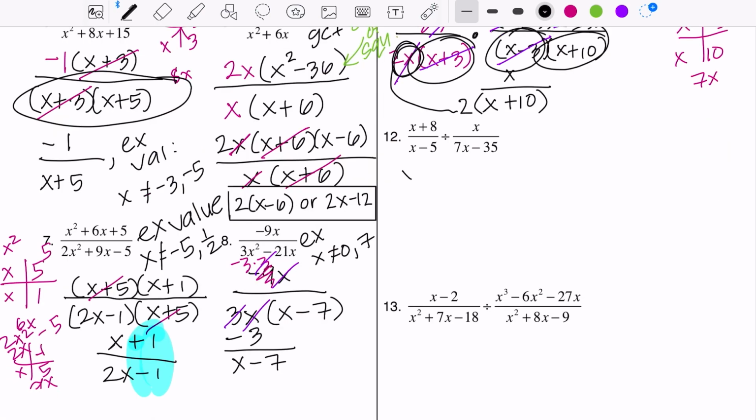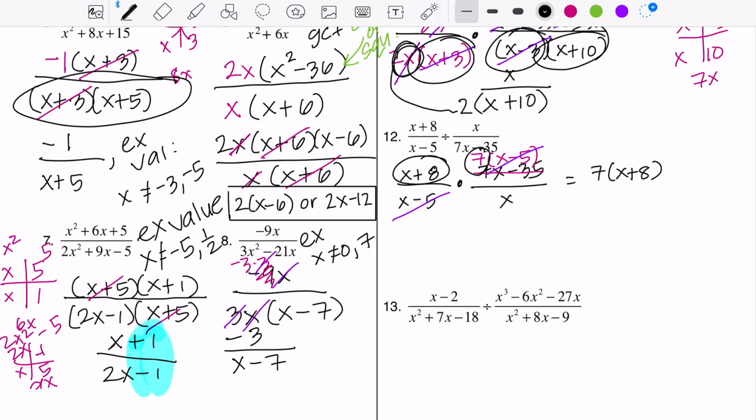Okay, so first step whenever we're dividing is keep, change, flip. Keep the first fraction, change the sign, flip the second one. And then we can go ahead and GCF or factor whatever we can. So then that x minus 5 and that x minus 5 cancel. So then we end up with 7 times x plus 8. The 7 is coming from here, and here's the x plus 8. You have to put it in parentheses, all over x.